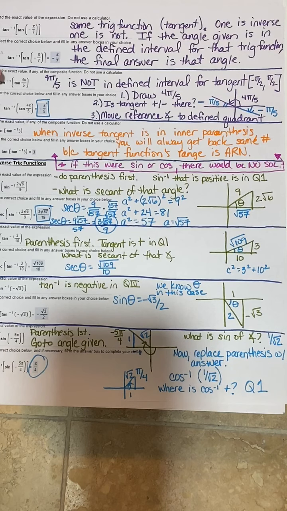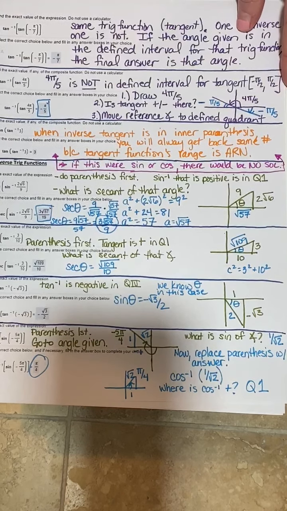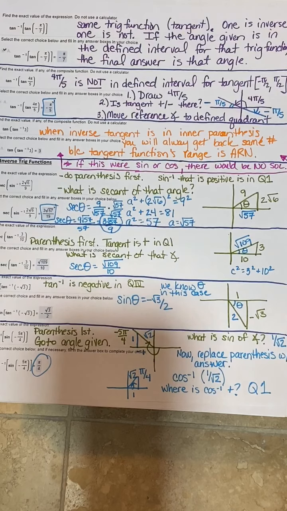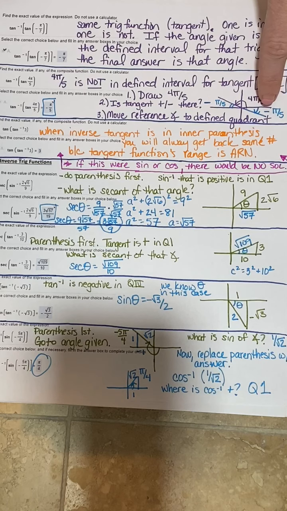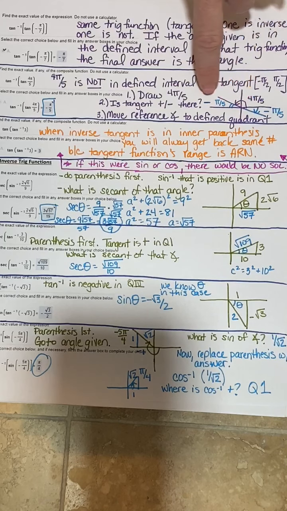When is it different? Right here. That's why I put both of them. So now I have tangent of 4 pi over 5. Is 4 pi over 5 in our defined inverses for tangent? No, because it's quadrant 1 and quadrant 2. So what we're going to do is draw 4 pi over 5. So here's my lovely XY axis. I'm drawing 4 pi over 5. It's the purple right here. 4 pi over 5 is in quadrant 2. That's not in my defined inverse interval for my tangent.